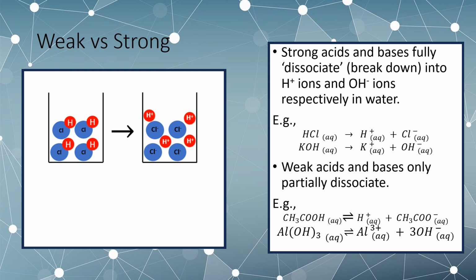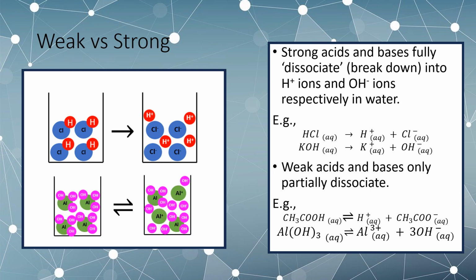Weak acids and bases, on the other hand, only partially dissociate. This means they don't fully break down into the OH- ions and the H+ ions. An example of this is if we have aluminium hydroxide, or Al(OH)3. That breaks down into aluminium hydroxide as well as aluminium 3+ and hydroxide, or OH- ions, but not fully.